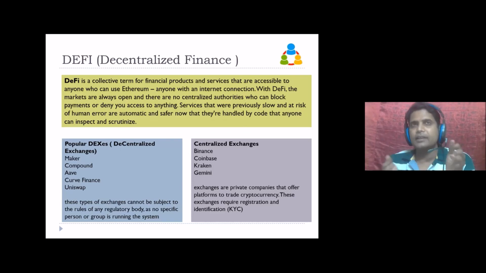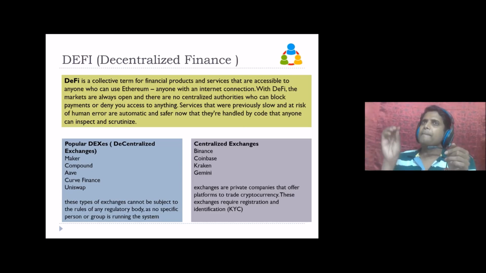Okay, there is a lot of risk involved in trading cryptocurrencies. Okay, buying and selling cryptocurrencies, there is a lot of risk involved. Okay, and there are centralized exchanges like Binance, Coinbase, Kraken, Gemini. All those things are centralized exchanges which are owned by a company. Okay, these companies take money from you and then give you cryptocurrencies, and they help you to trade cryptocurrencies.